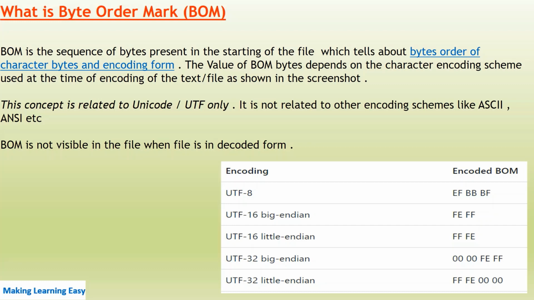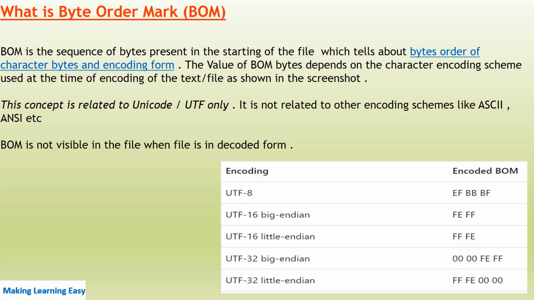So let's see what is Byte Order Mark, BOM. BOM is the sequence of bytes present at the start of a file which tells about the byte order of a character's bytes and the encoding form. The value of BOM bytes depends on the character encoding scheme used at the time of encoding of the text or file, as shown in the screenshot. Also, one point to be highlighted is that BOM bytes would not be visible when you open a particular file. So these are hidden.